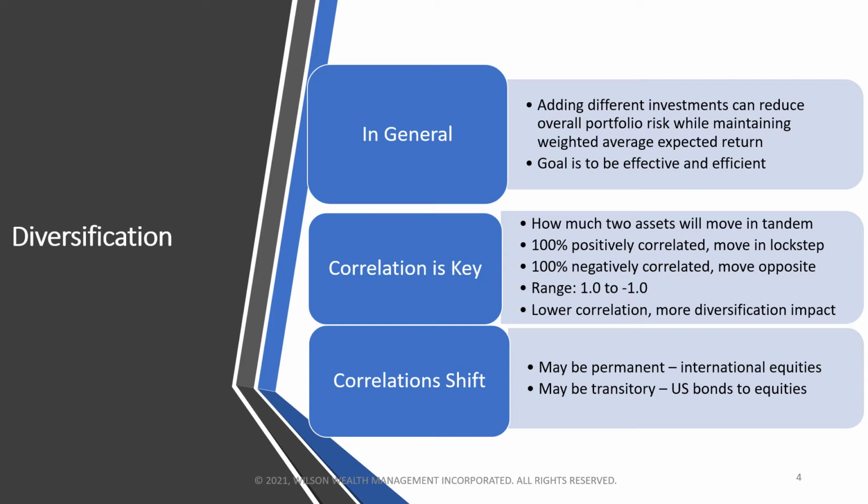And anything below 100% positive correlation will provide some diversification benefit on the risk. But obviously, the lower the correlation, the better the diversification. And if you have something that moves entirely in the opposite direction, then that would be 100% negatively correlated. And we see the range goes from 1.0, which would equate to 100% positive, to negative 1.0. And the way the formula works, the closer you get to minus 1.0, the better the impact.